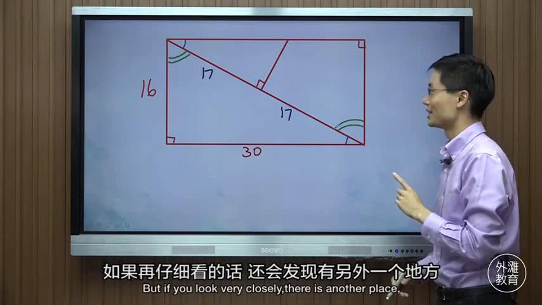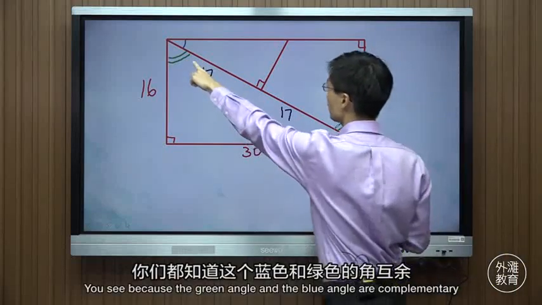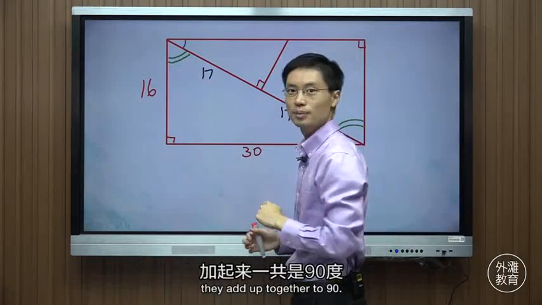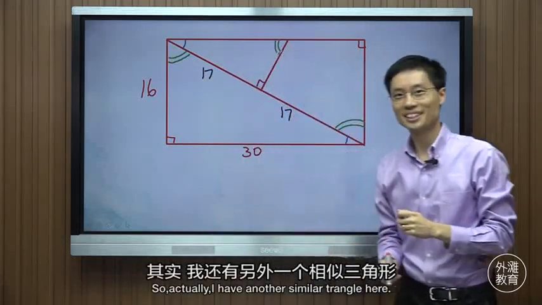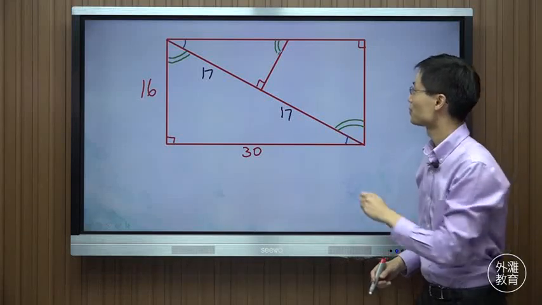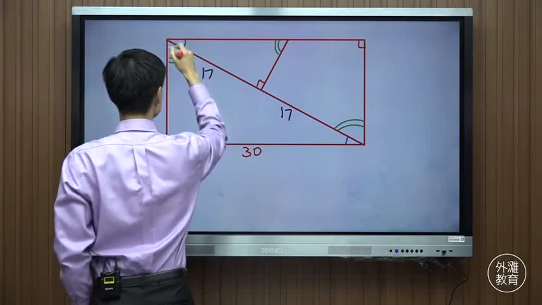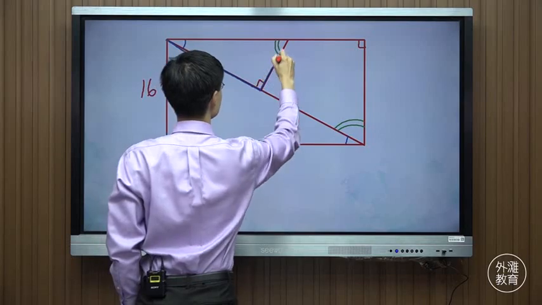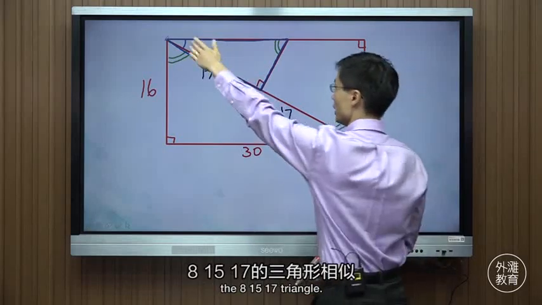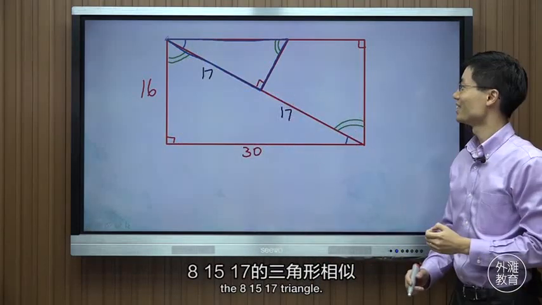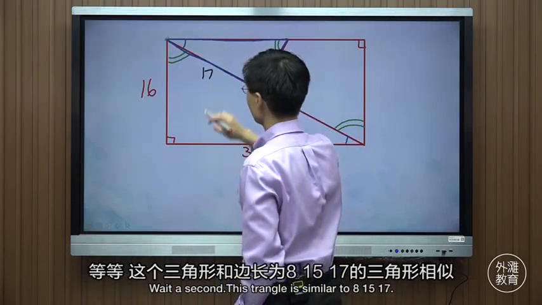But if you look very closely, there's another place where this green angle appears. You see, because the green angle and the blue angle are complementary, they add up to 90. Over here, they also add up to 90. So actually, I have another similar triangle here. This triangle here which I'm now going to label in blue. This triangle here is also similar to the 8, 15, 17 triangle. Wait a second. This triangle is similar to 8, 15, 17.